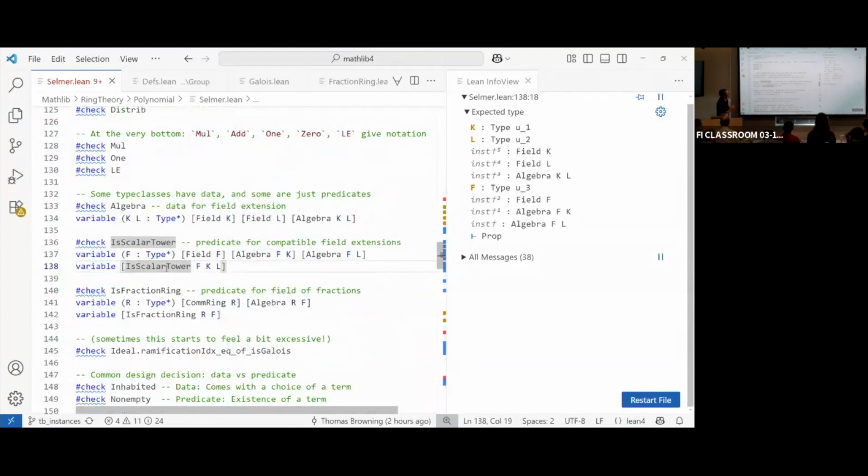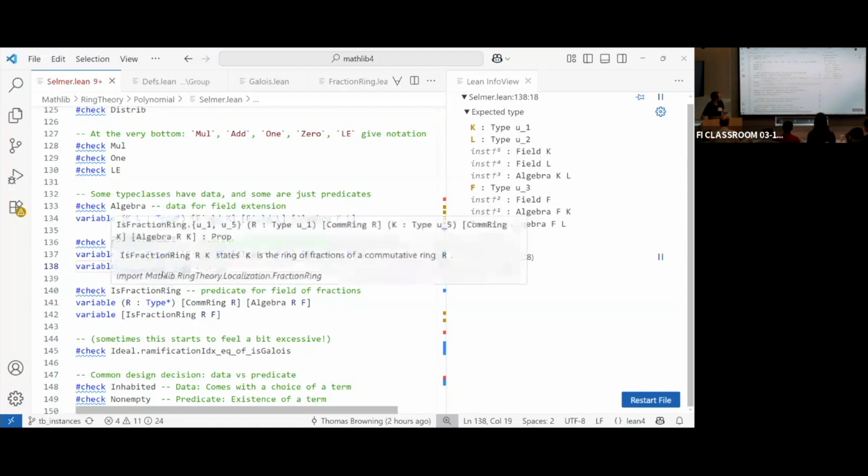But people realized that technically in algebra, if K is an F-algebra, then there's a scalar multiplication operation. You can let F act on K. And so you can define is-scalar tower in this very general setting where you have 3 things and they all have scalar multiplication actions on each other. So that's where the scalar is coming from.